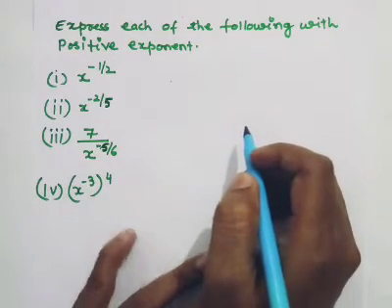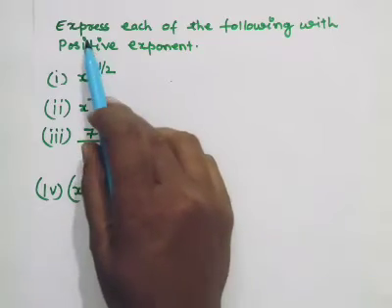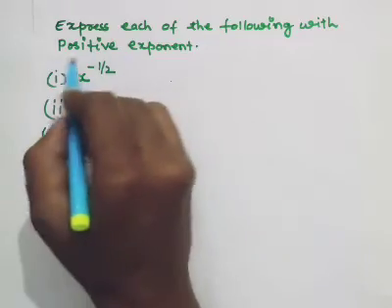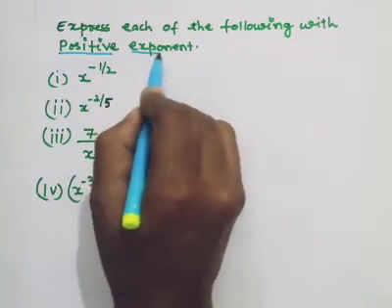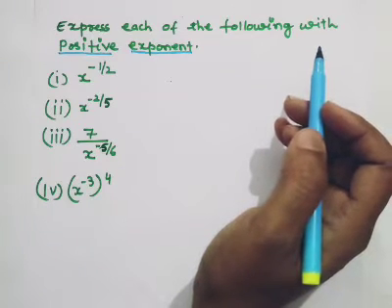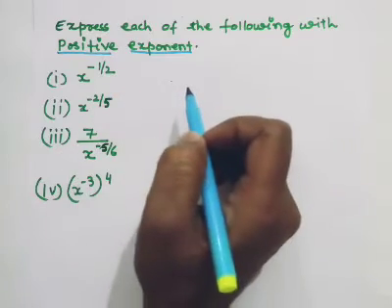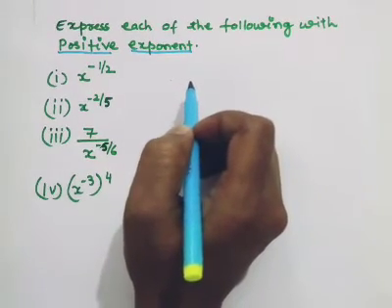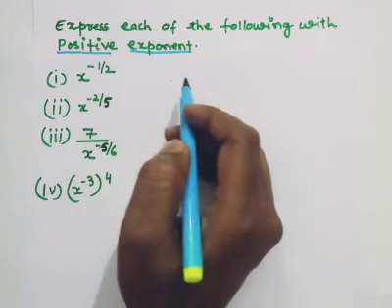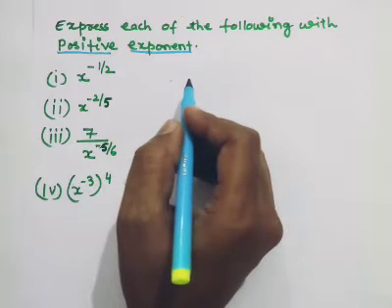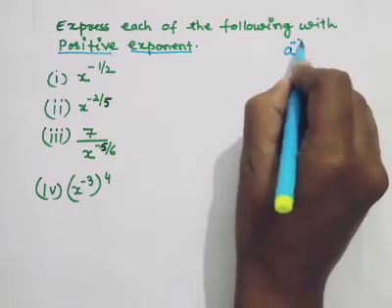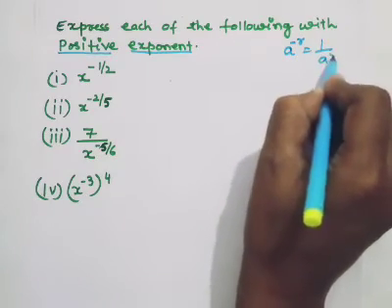Dear children, let us read this question. Express each of the following with positive exponent. See here, positive exponent. Exponent is power in the form of fraction. So here minus 1 by 2 is the exponent. What is the question here? You have to change x to the power minus 1 by 2 so that the exponent will be positive. And what law will be useful here? A to the power minus r will become 1 by a to the power r.